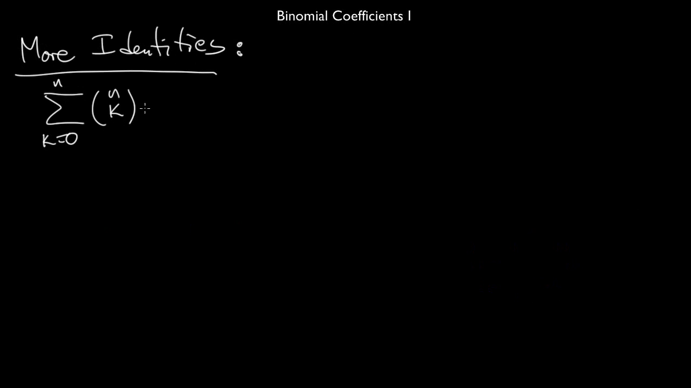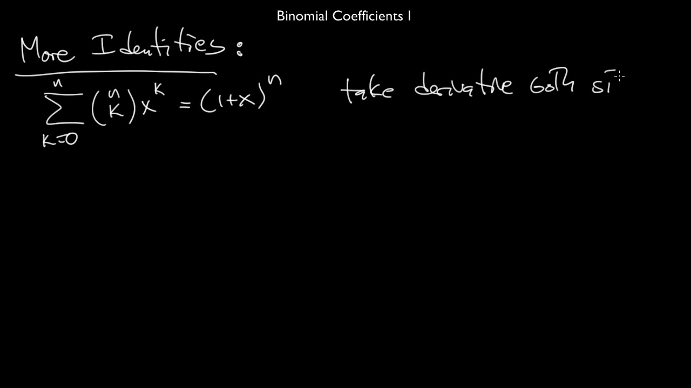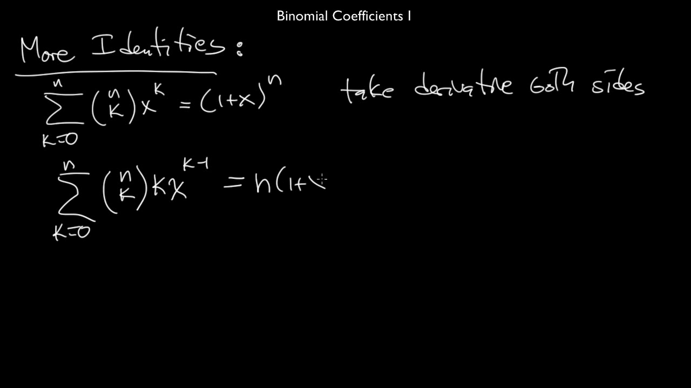All right, let's look at some more identities. There are many, many thousands of identities involving the binomial coefficients. I'm hitting the highlights. So let's look at the summation k runs from 0 to n of n choose k, x to the k is equal to 1 plus x to the n, the binomial theorem, in one variable. And let's take the derivative. That's an interesting thing to do when you have a polynomial. On the left-hand side, you get summation from 0 to n of n choose k, k, x to the k minus 1. And on the right-hand side, you get n, 1 plus x to the n minus 1.